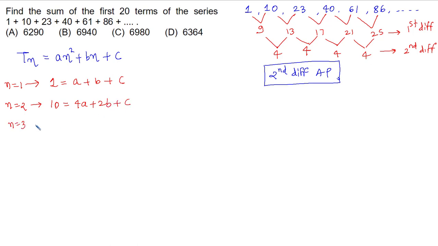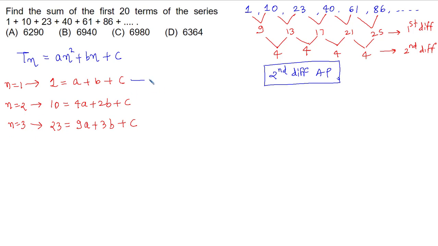There are three variables a, b, c, so we need three different equations. Let's put n equal to 3: third term is 23, that is equal to 9a plus 3b plus c, since 3 square is 9. So these are three linear equations, and let's solve these three linear equations. We will get the values of a, b and c.